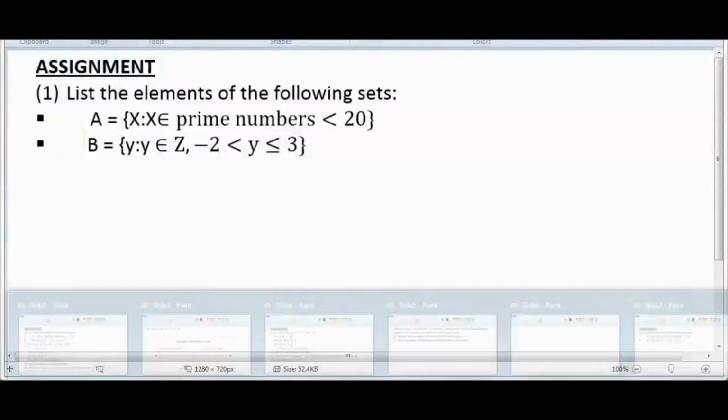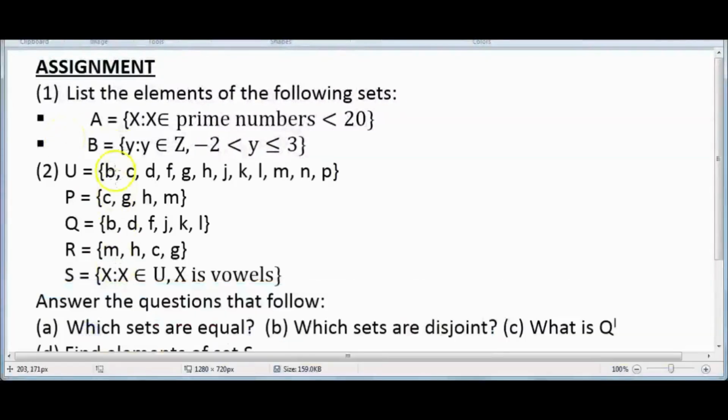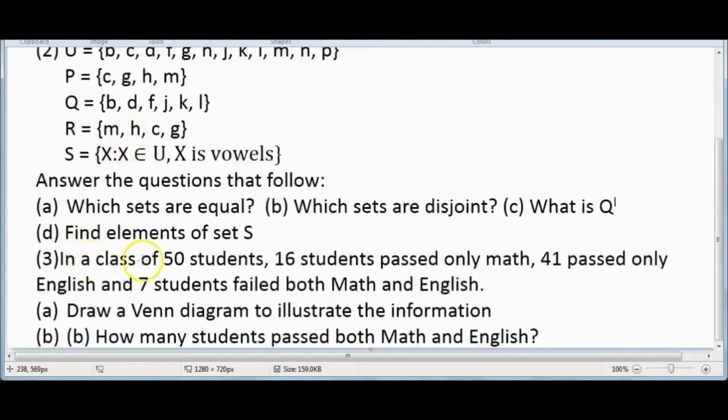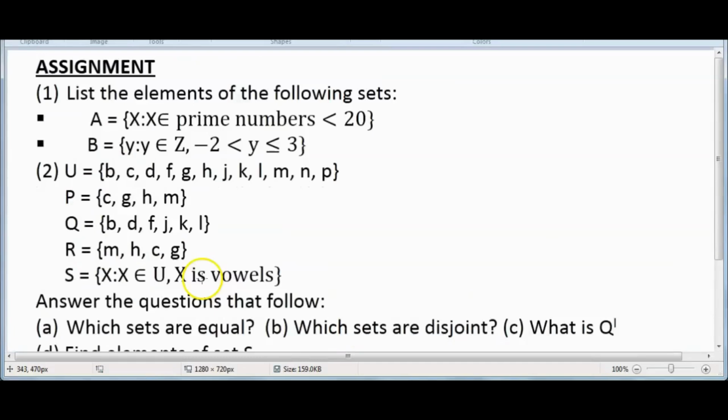Final assignment for the week. Two questions are on sets and one on Venn diagrams. So let's quickly jump right into it.